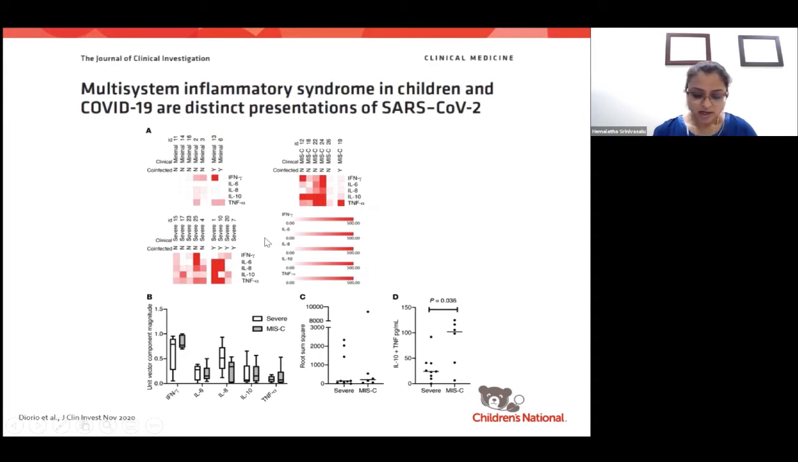They then tried to use the cytokine profile as a 5-dimensional vector. They could not find a difference between severe COVID infection and MIS-C. However, the sum of IL-10 and TNF-alpha was able to differentiate between severe COVID infection and MIS-C in their cohort.